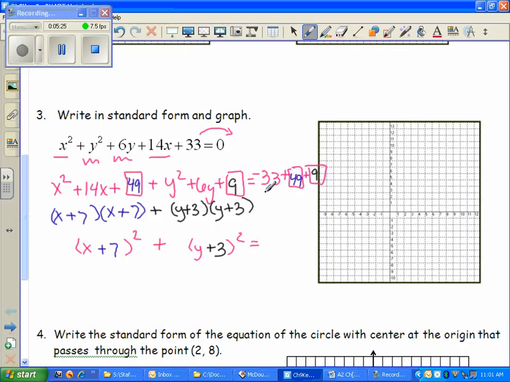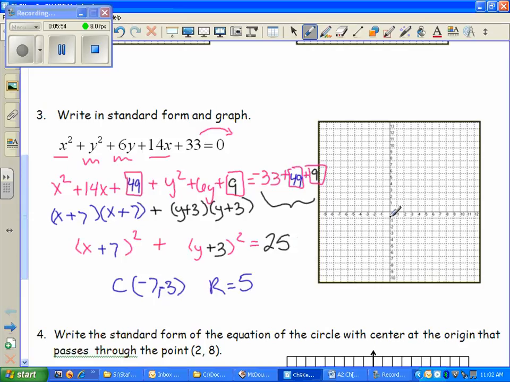Now on the right side, I'm going to simplify all of this together. So negative 33 plus 49 plus 9 is 25. So the center of my circle, because I do have to graph it as well, is at negative 7, 3, or negative 7, negative 3, because you got to change the sign from each of those. And the radius is the square root of 25, so the radius is 5.